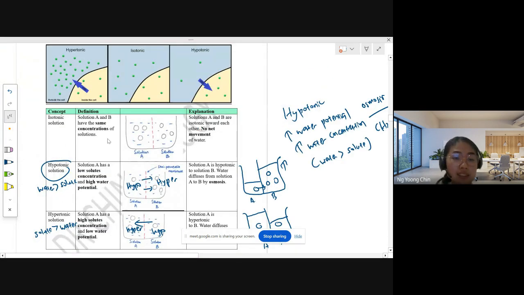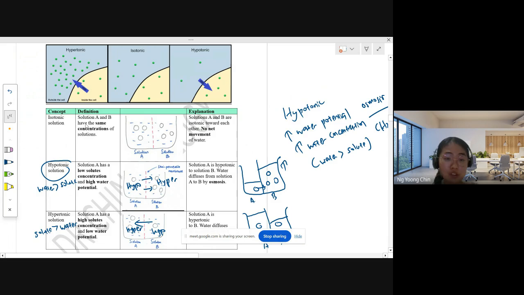Then how about the isotonic? Okay, have you drunk an isotonic drink before, like 100 Plus? Especially after you do exercise, right? After you complete the exercise, you lost a lot through sweating. So you need to drink some isotonic solution to replace back the fluid that you lost.